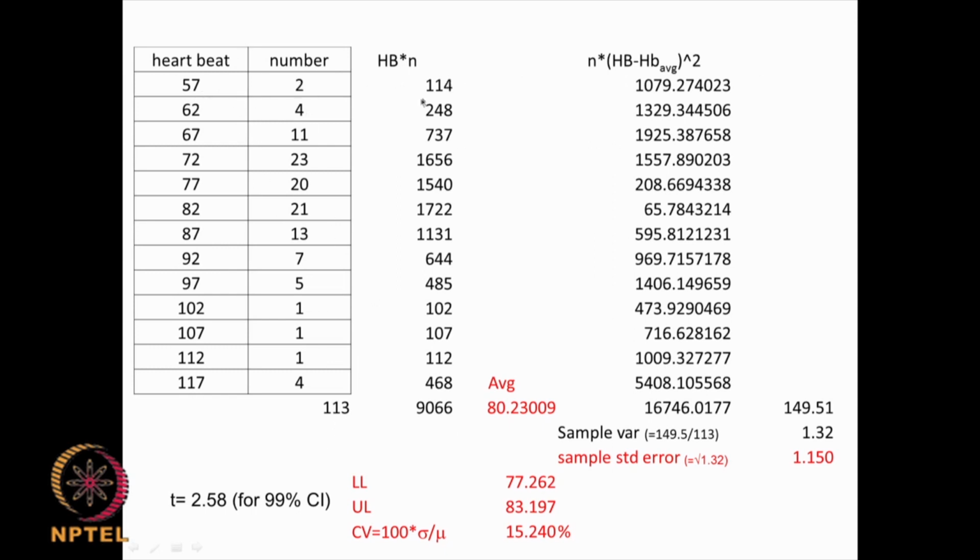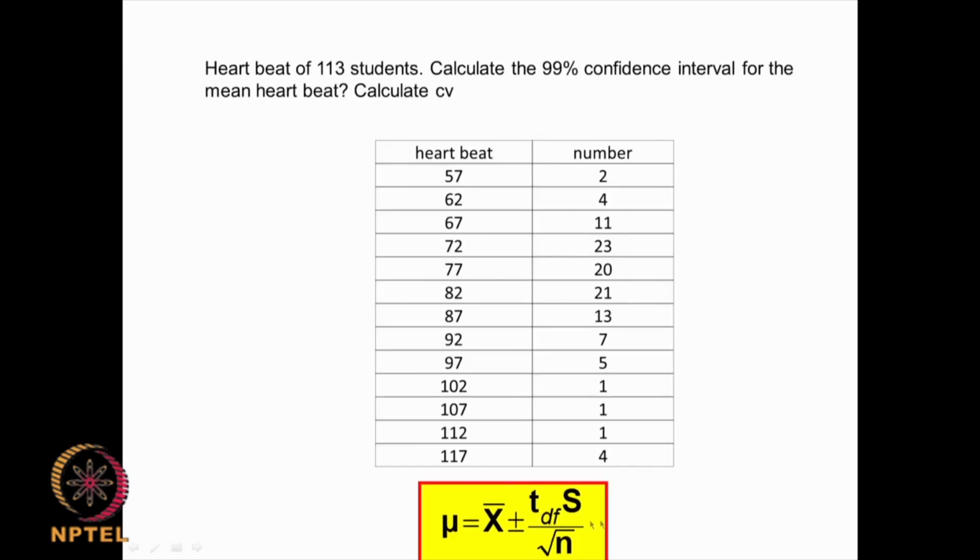Now I need to find the average mean of the entire data set. So, what do I do? 57 into 2, 62 into 4 and so on, then I add up all of them and divide by 113. So, I get an average of 80.23. This is the average heartbeat of all the students, but if I want to get a confidence interval on this data, because this is a sample, obviously I need to calculate S. If you remember the previous equation, I need to calculate S because S is important.